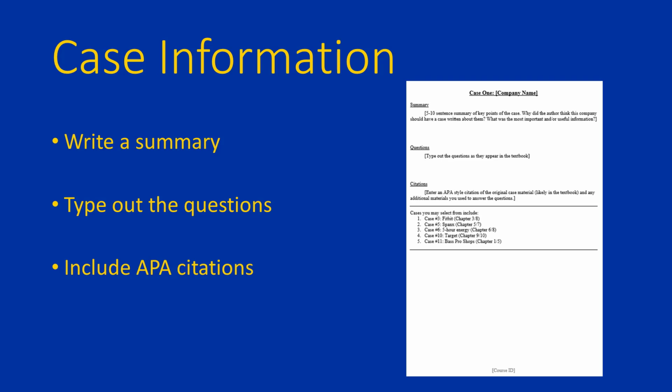The citation section is where you list your APA citations. In most cases, this would be pages long. For us, this should have at least one additional source beyond the textbook per question. The last step to complete this page is to remove the list of cases you can select from.